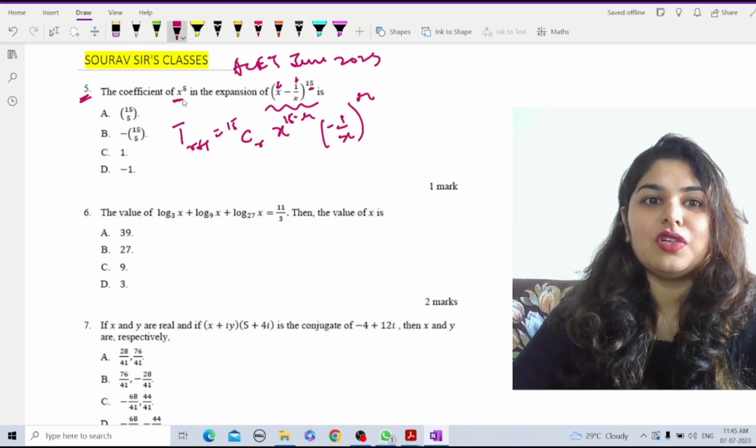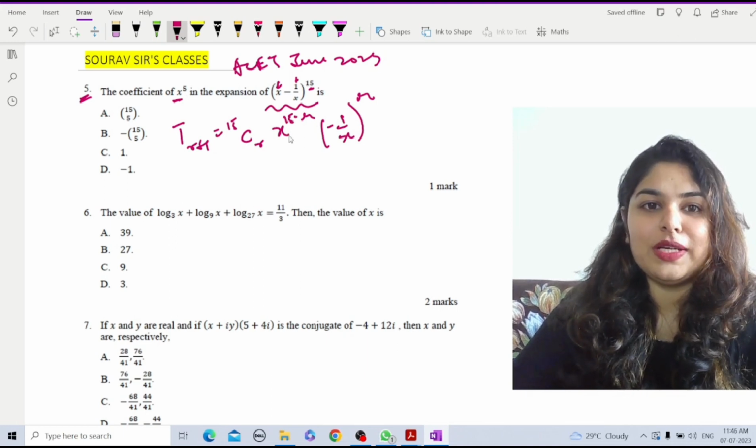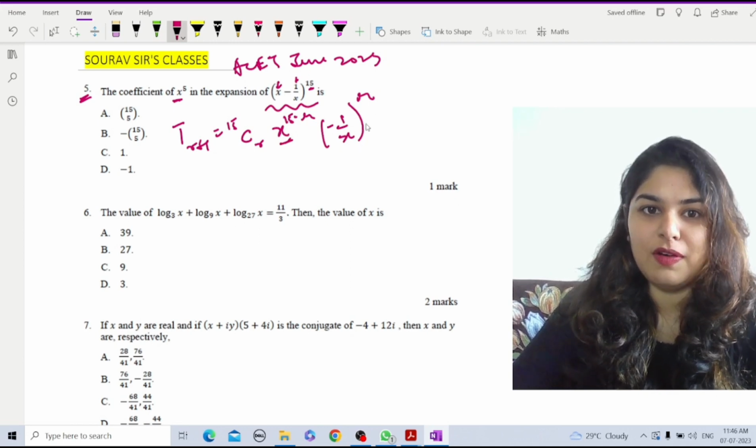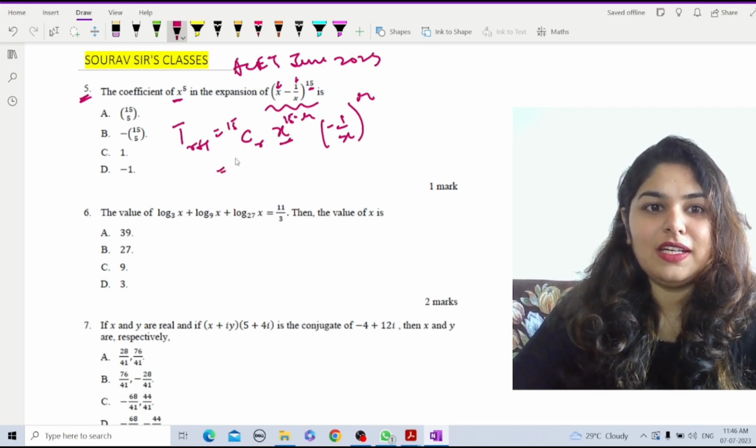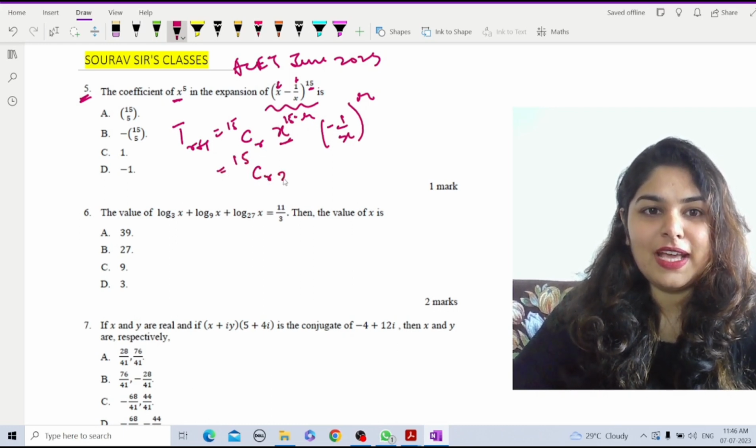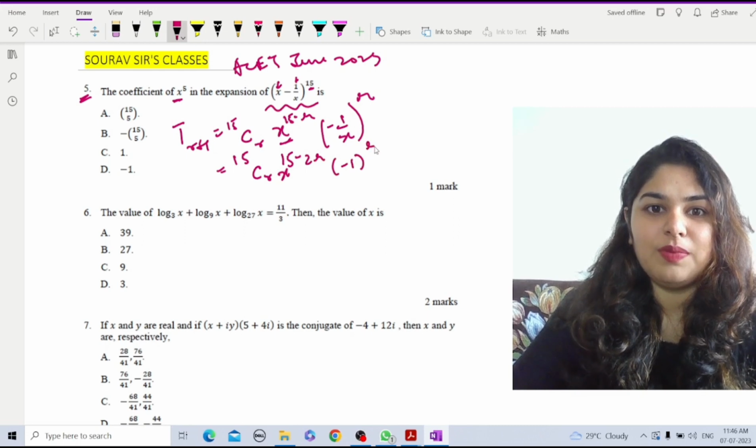In order to find the coefficient of x to the power 5, one thing we can do is take the x values here. This is x to the power 15 minus r, and this is 1 by x to the power r, that is x to the power minus r. So what can we write? 15Cr x to the power 15 minus r, and this is also x to the power minus r, so minus 2r, and we have minus 1 to the power r here.